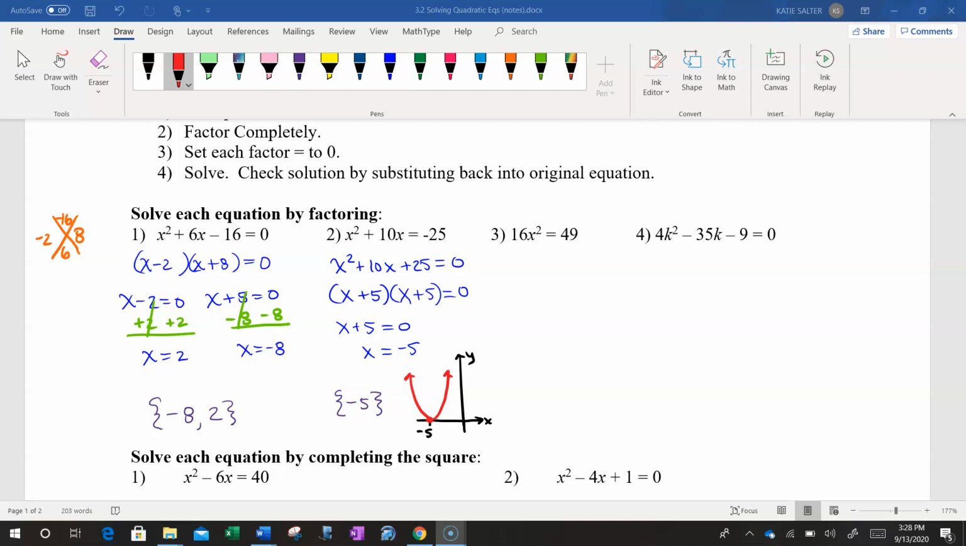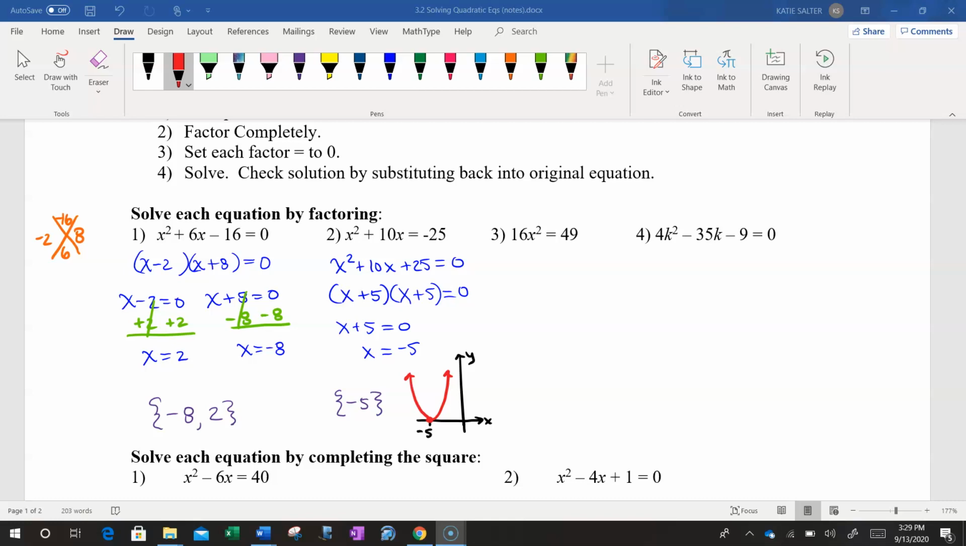Graphically, what that means is instead of the parabola passing through the x-axis at 2 unique places, it only touches the x-axis once. And it means that the vertex, or that turning point, sits right on the x-axis at that value. So you might hear me refer to it as a double root or a multiplicity of 2.